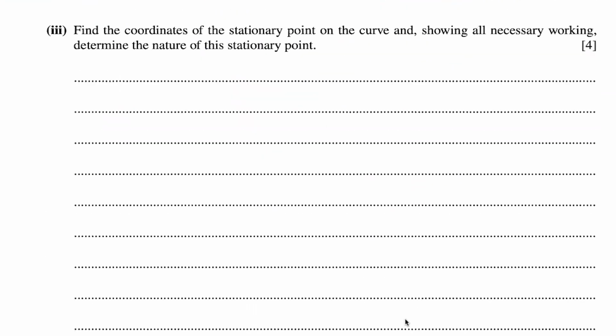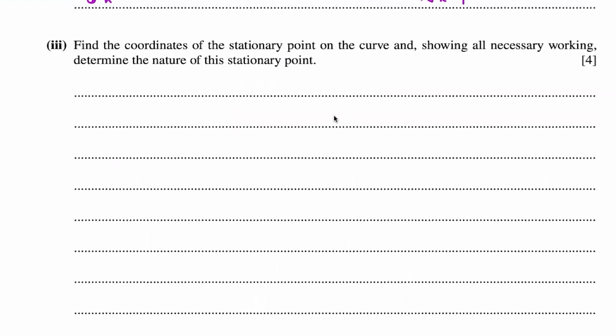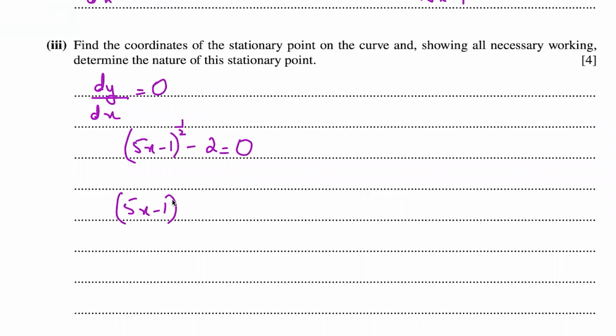In part 3, we have to find the coordinates of the stationary point and we have to determine the nature of the stationary point. So for the stationary point, we know that dy dx is equal to 0. So we'll put (5x minus 1) to the power 1/2 minus 2 is equal to 0. We'll take the 2 to the other side. So this will become (5x minus 1) to the power 1/2 is equal to 2. Now to get rid of the power 1/2, we square both the sides. So we get 5x minus 1 is equal to 4. 5x is equal to 5. So x equals 1.